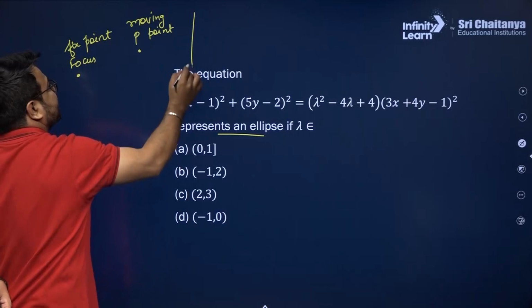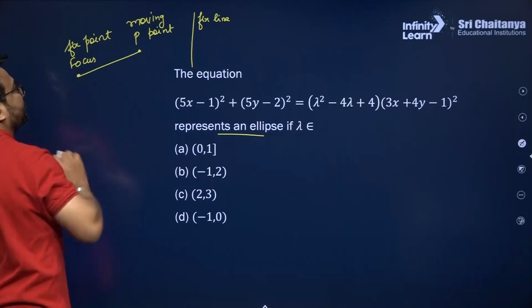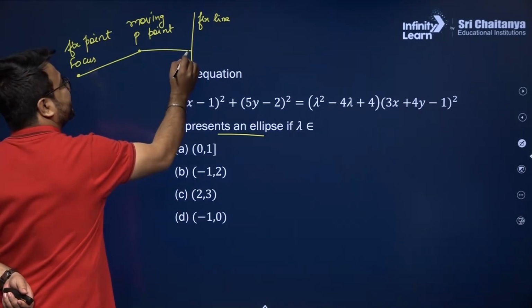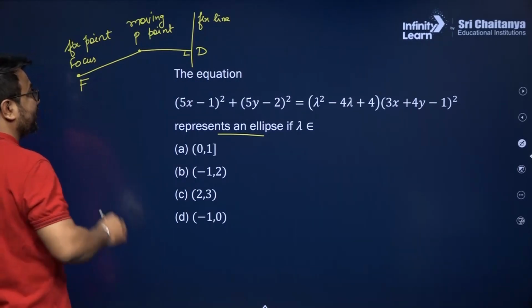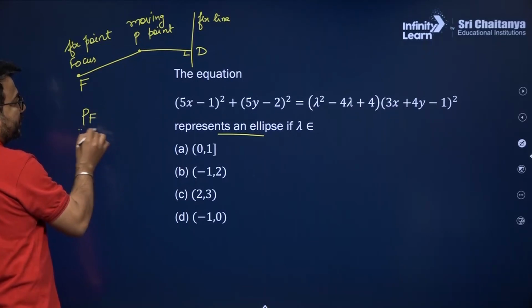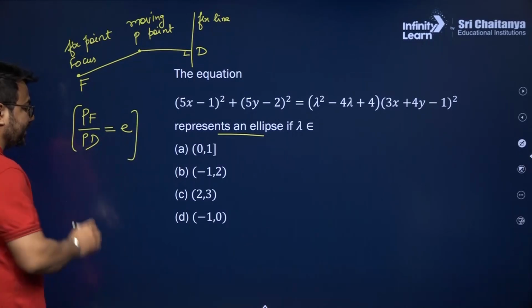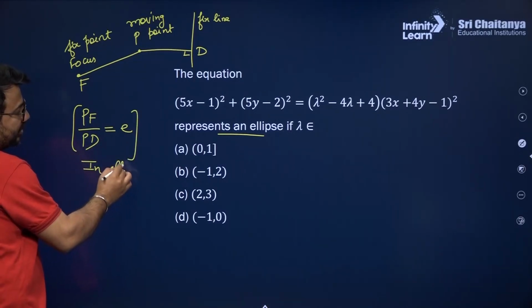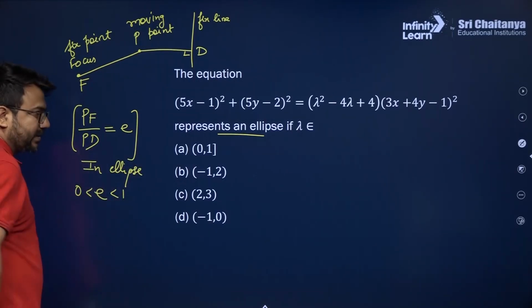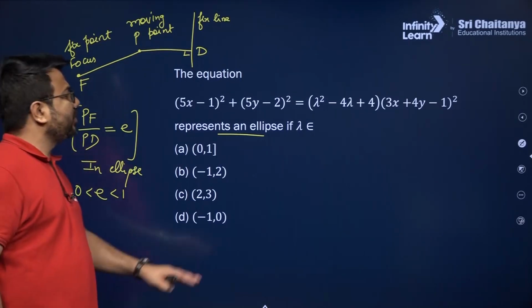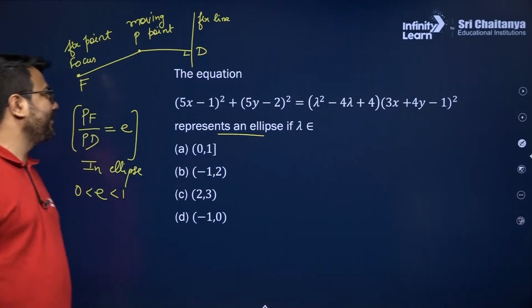Moreover, there is a fixed line also. So consider the distance between P and F and the distance between P and D. The ratio of PF over PD is equal to eccentricity. And in case of an ellipse, the eccentricity is between 0 and 1. So I will be converting it into this form: PF = e times PD. How will I be able to do that?